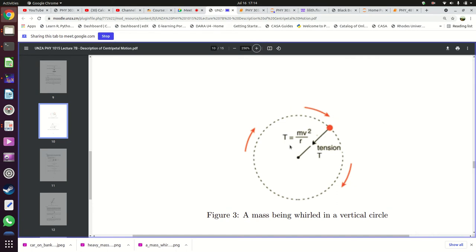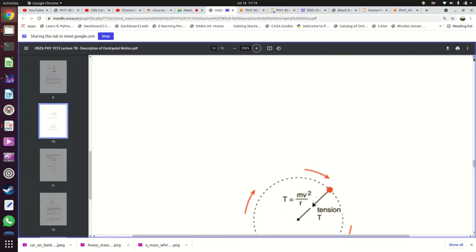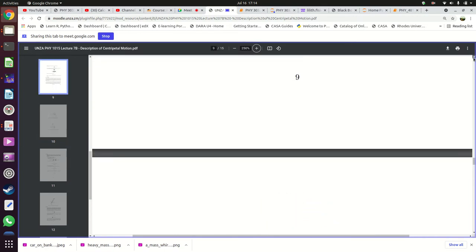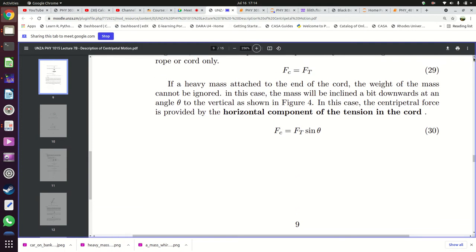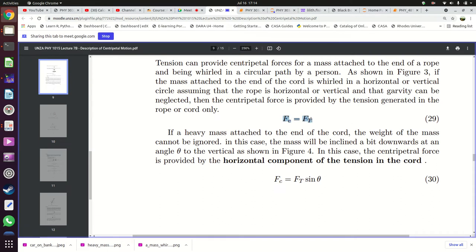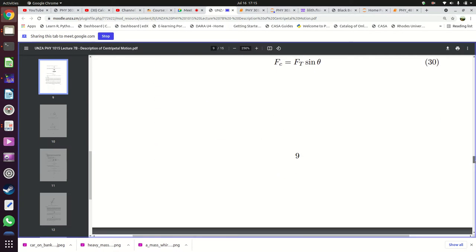So if you have this kind of scenario where a mass is being forced to move vertically or horizontally in a circle, then your tension is what is providing the centripetal force. That's what this equation here is showing. So we basically assume that if it's vertical, fine, but on a horizontal surface, the mass is going to be moving in a horizontal circle and the rope is not going to be inclined. However, that can only be the case probably for masses which are very, very small. But if a mass has any significant weight, that's not going to be the case.